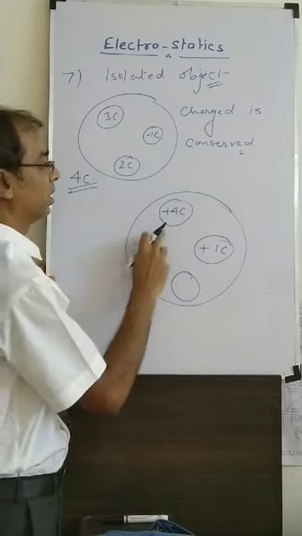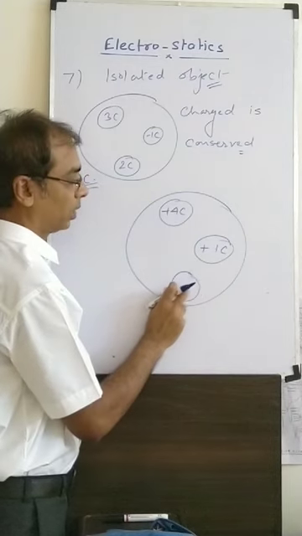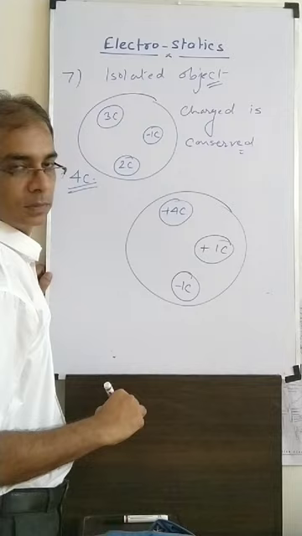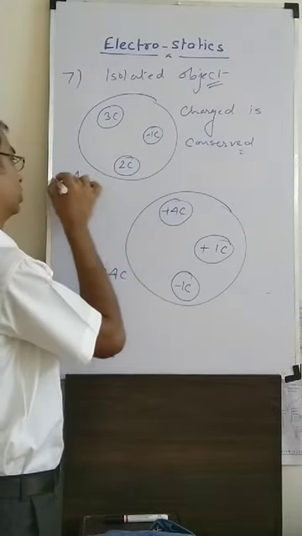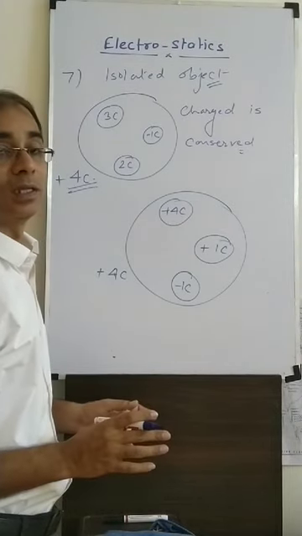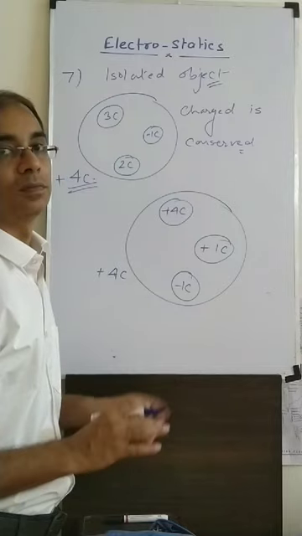Okay, now you see here it's plus 4 coulomb, plus 1 coulomb, plus 5 is already here. So what will be here? Minus 1. Okay, now check the total charge over here. Here also it is plus 4 coulomb. Here also it is plus 4 coulomb. So what is this property? This property says that for an isolated system, charge is always conserved.